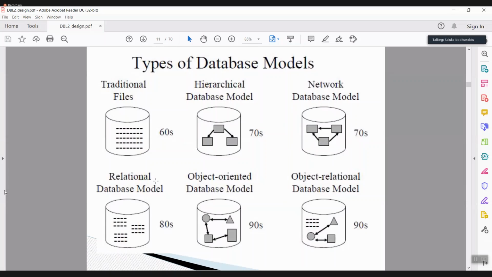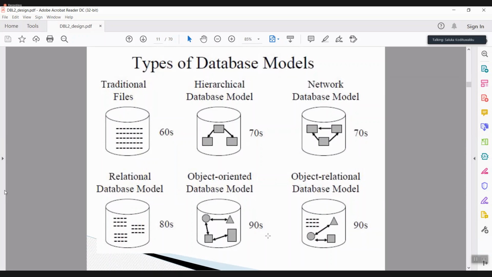Later on, something even better was needed, and therefore the relational database was introduced. This is the most popular and widely used database model even today. That was in the 80s. Later, with the introduction of object-oriented technology, the object-oriented database model was introduced in the 90s. The difference is that in the relational database model, our entire database is a collection of related relations, whereas the object-oriented data model is a collection of related objects.